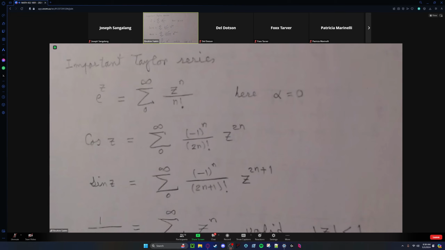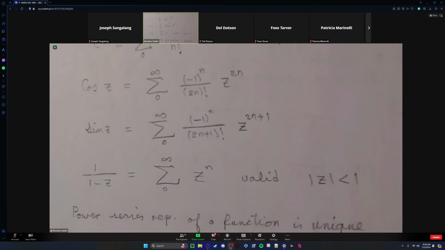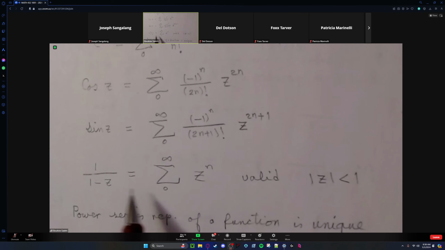So we also had this geometric series, but this is valid only when the absolute value of z is less than 1. Okay.